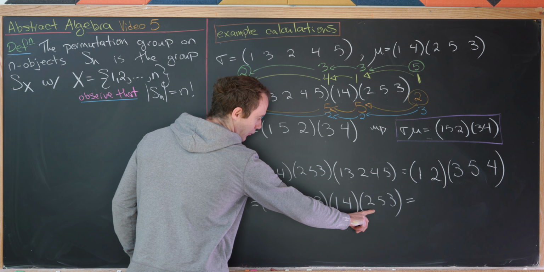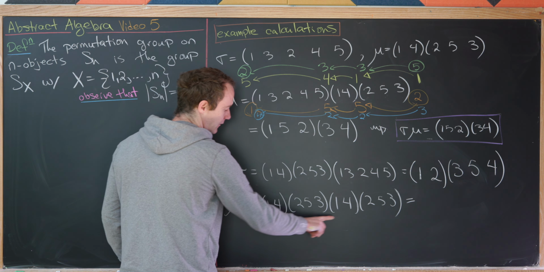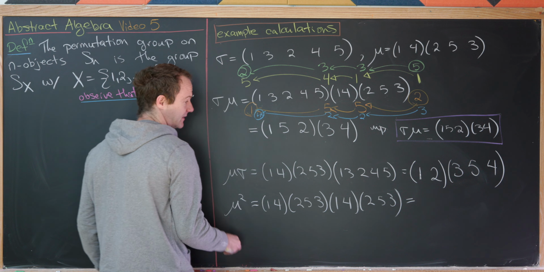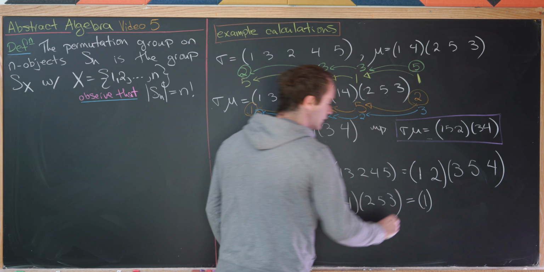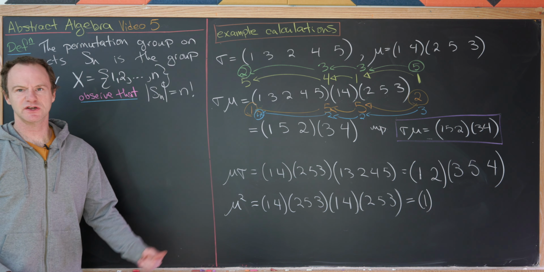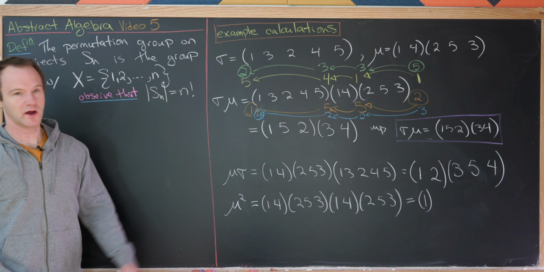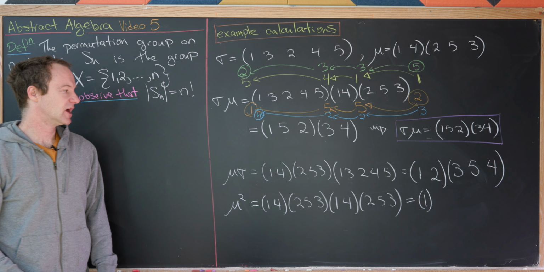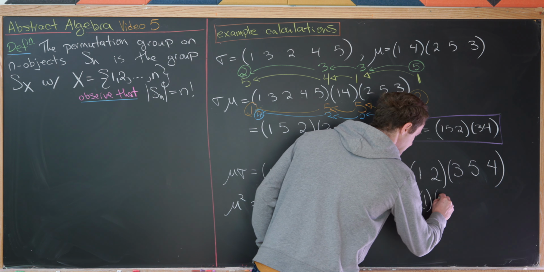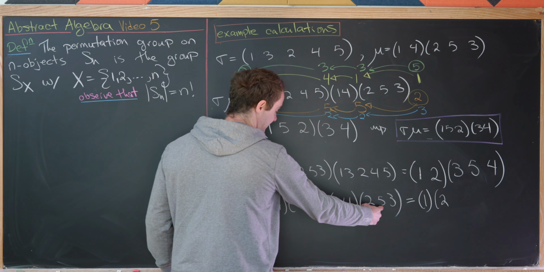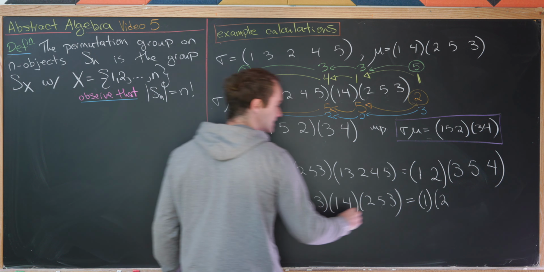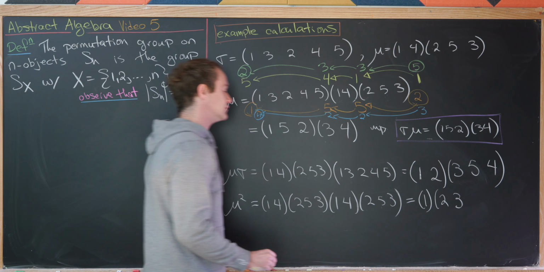So under this map, 1 is sent to itself, 1 is sent to 4, 4 is sent to itself, 4 is sent back to 1. So in the end, 1 is sent to itself. So we would write that as just maybe 1 by itself like this. And now let's move on to 2. So here, 2 is sent to 5, and then 5 is sent to 3. So in the end, 2 is sent to 3.